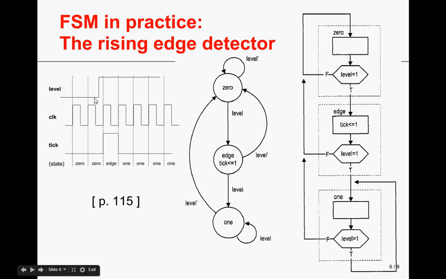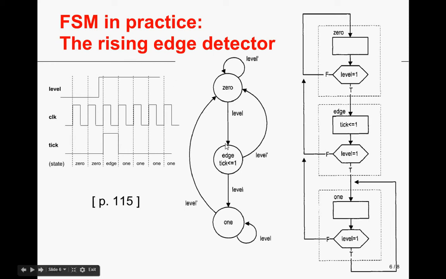When this takes place, then it's because the input has gone high, and so in the next clock period we will produce an output, in this case called tick, which will go to 1, and this will indicate that the input has just gone through a rising edge. This is the rising edge detector.